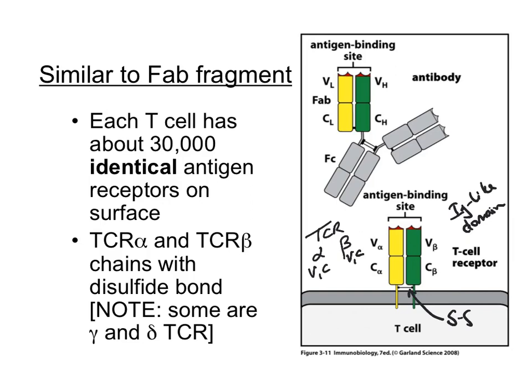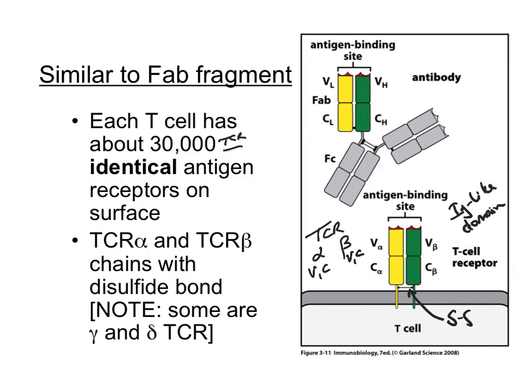Each T cell, right, will have about 30,000 T cell receptors on a surface. So this is T cell receptors on the surface. And any individual T cell will only express a T cell receptor that recognizes one antigen. Just like B cell receptors, they can only express one antigen-specific antibody or surface immunoglobulin. T cell receptors, same thing.